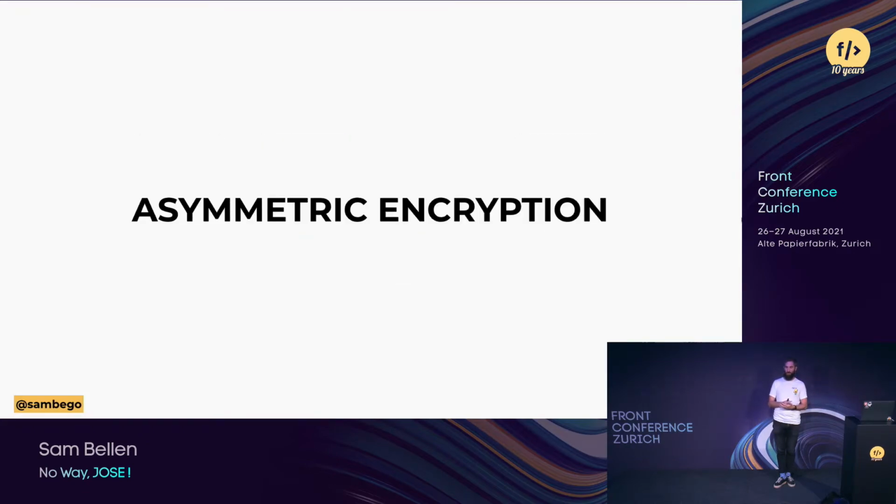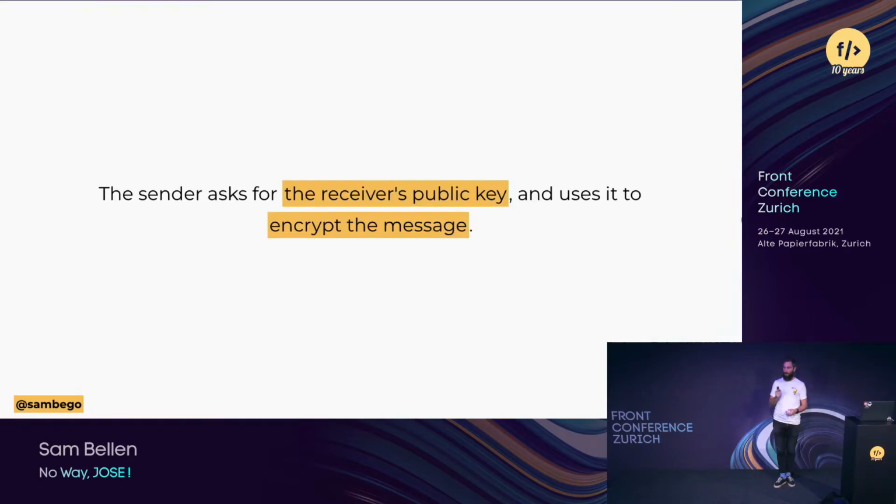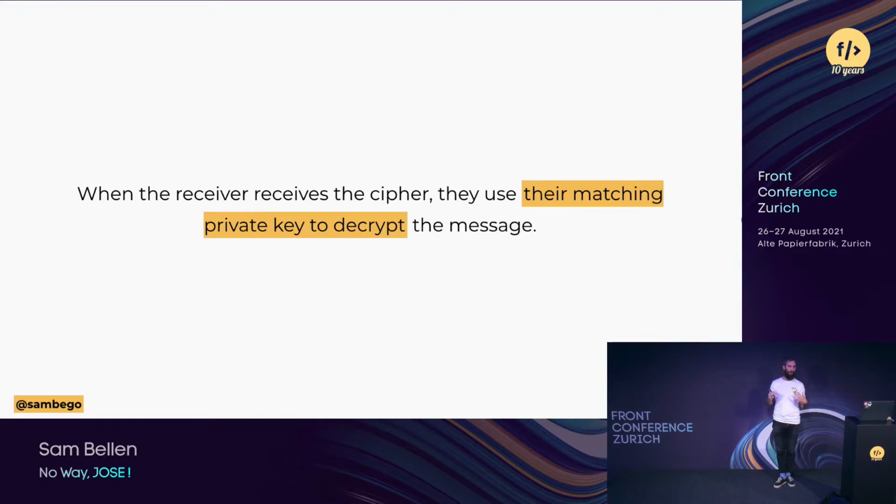Well, asymmetric encryption works more or less the same, but instead of using one shared secret for both encryption and decryption, you're going to use a public key and a private key, and one will be able to do one thing and the other the other. So the sender asks for the receiver's public key, and we've seen before that a public key is something that you can share with everybody because it's a public key, and you can use that public key to encrypt the message you want to encrypt, and then send the encrypted message to the receiver. And the receiver has access to their own matching private key.